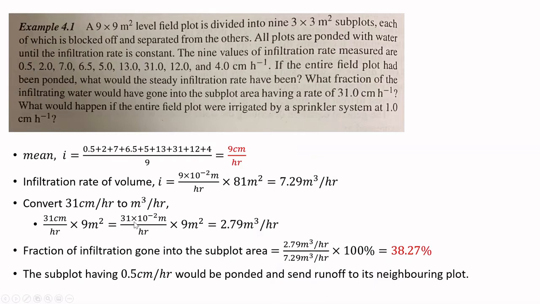So we can convert this 31 centimeter to meter. We have this value, and then multiply by 9 meters square, we get 2.79 meter cube per hour. Here we have 9 meters square because this subplot has 9 meters square, and here we multiply by 81 meters square because the total area is 81 meters square.